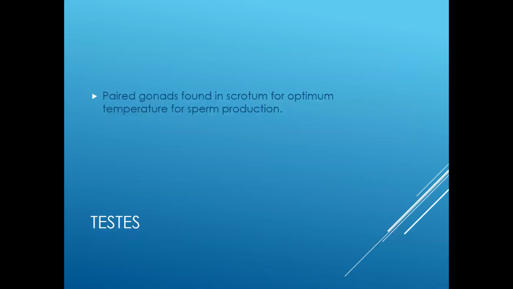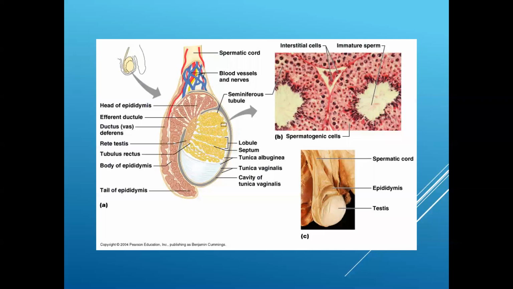So the testes then are paired gonads. Gonads are the cells that produce the gametes and also produce hormones. So they are endocrine glands, as well as being able to produce the gametes through the process of meiosis. As we said in lab, it's found in the scrotum for optimum temperature for sperm production, and cannot be within the pelvic cavity because it's too warm.